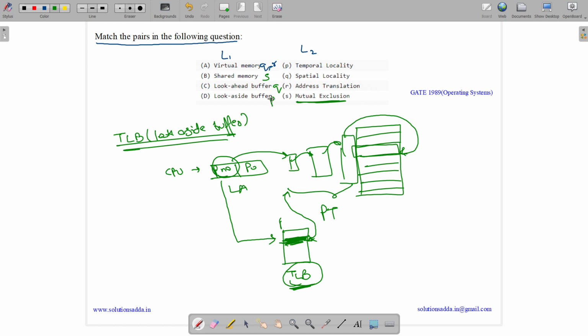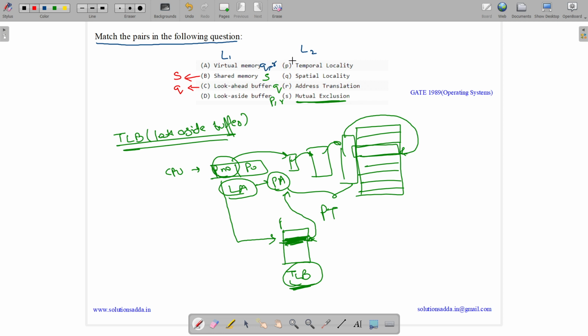What other thing can it be related to? It can also be related to address translation, as here address translation is happening from logical address to physical address. Thus, it can also be mapped to address translation, which is R. Now we will remove the options. This one is for sure S. It can be mapped to only one. Look ahead buffer can only be mapped to Q.